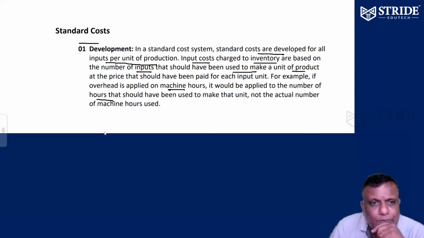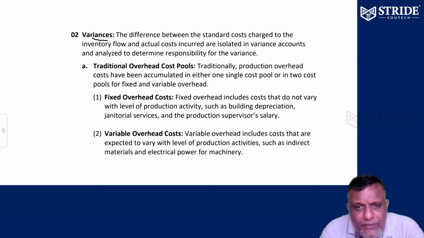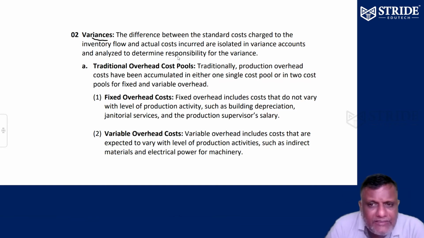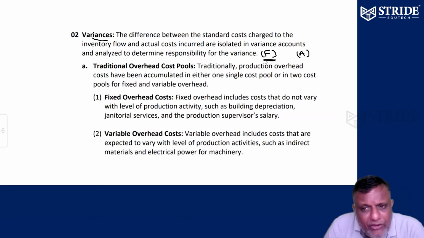Similarly, variation. By comparing the standards with actuals, you have variation. The variation may be favorable or unfavorable. If it is favorable, it is called F. If it is unfavorable, it is called adverse. So favorable variances, adverse variances, positive variances, negative variances. That's it. They are going to be charged to the cost pools.